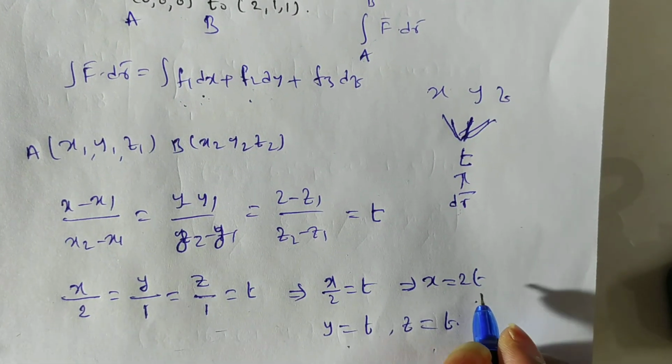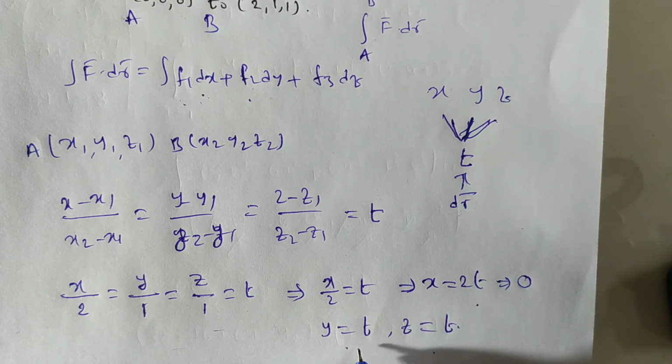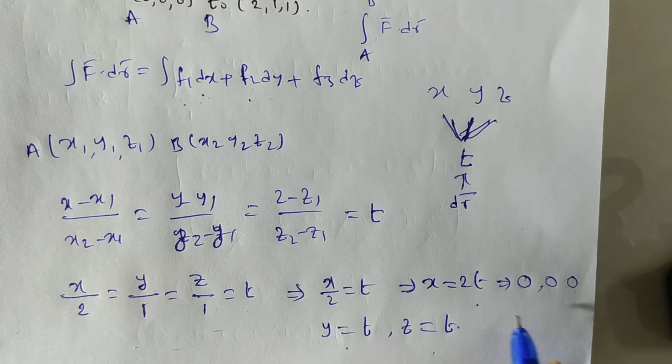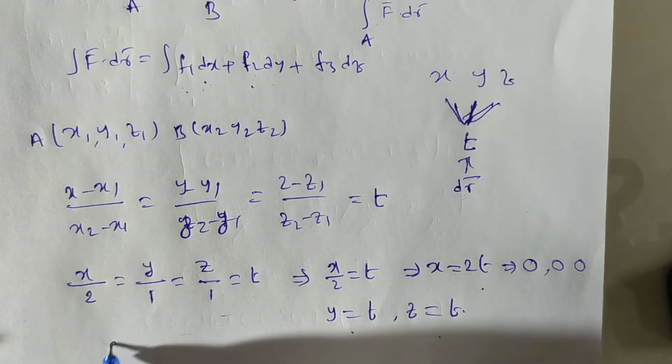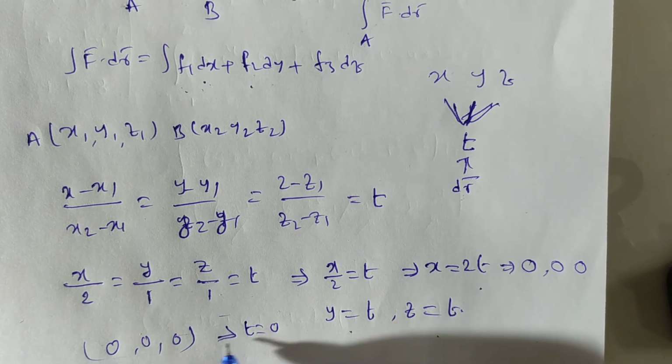Here you see 2t, right? When x is equal to 0, what is t? 0. When y is 0, what is t? 0. When z is 0, what is t? 0 only. So finally you can say at 0, 0, 0, what is the t value? t is equal to 0.